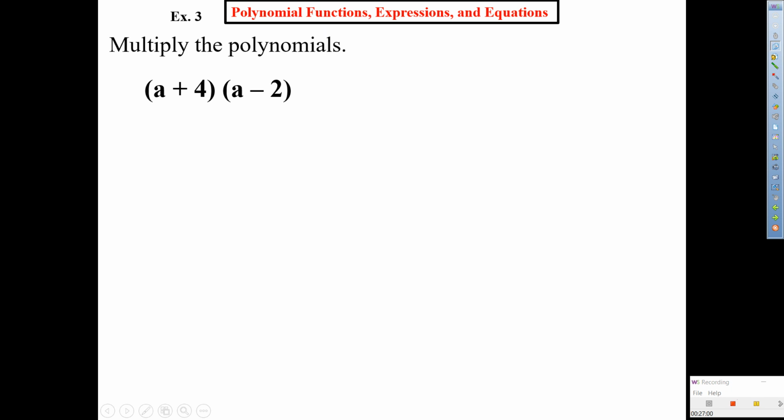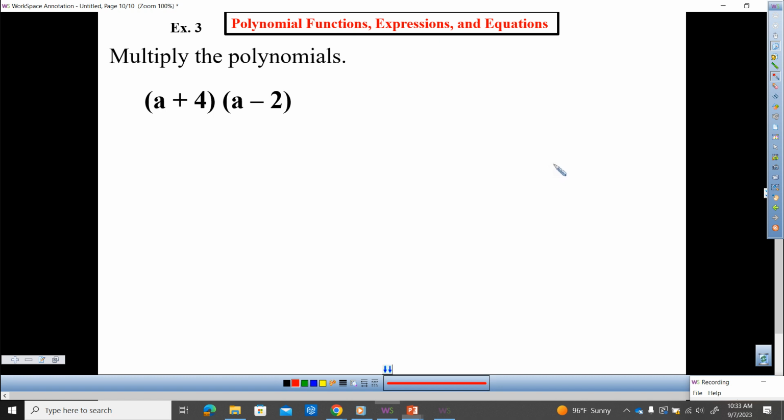Copy this one, example number 3, parentheses a plus 4 times a minus 2. Once again, just copy that. I'm going to go over it with color, since you already have your colored pens or highlighters, so that we can keep organized. Once again, I'm going to do this both ways, using distributive property and area model. At times, I'm only going to ask you to use the area model.